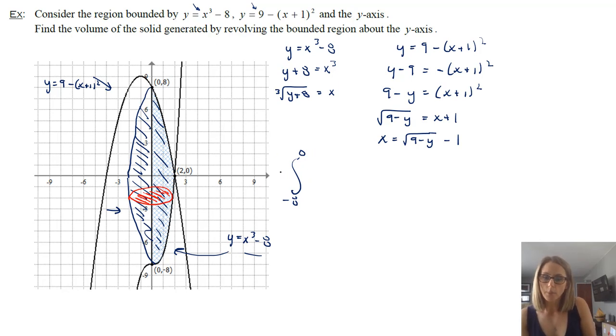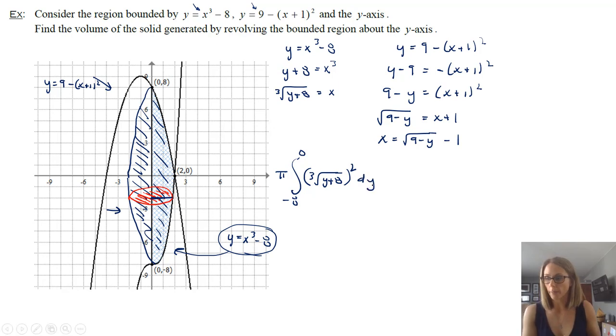So we need our pi, and then every disk, notice every disk has the radius of this. Written in terms of x, that is going to be the cube root of y plus 8, and then because we're trying to find the area, that's radius squared times pi, and that's going to be dy. So that's the first piece.